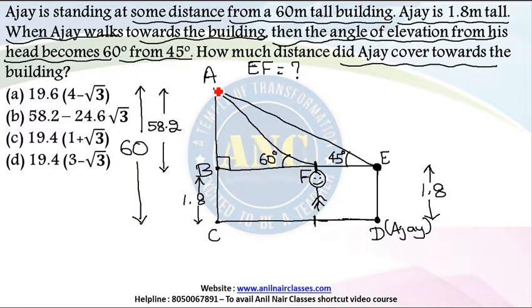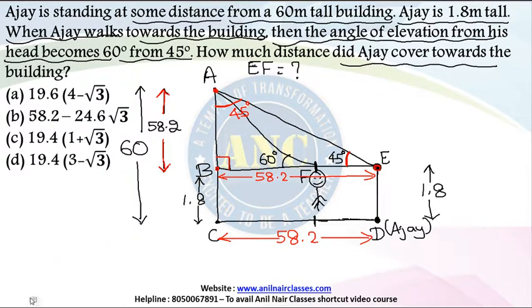If I take this triangle ABE, the angle is 45. If this is 45, this entire thing also will be 45 degrees, and this is anyway 90. Opposite to 45 it is 58.2 units. Opposite to angle A, 45 also should be 58.2. That means this entire value from B to E, or the entire value from C to D, is 58.2 meters. That is point number 1.